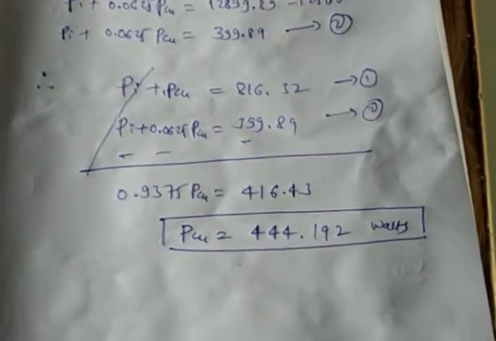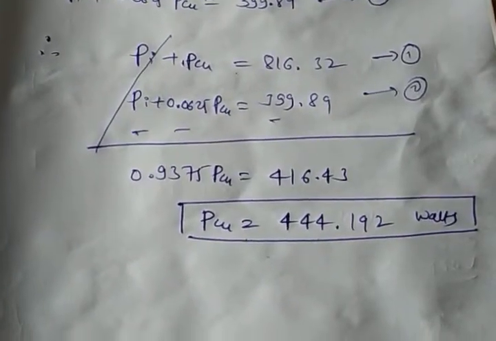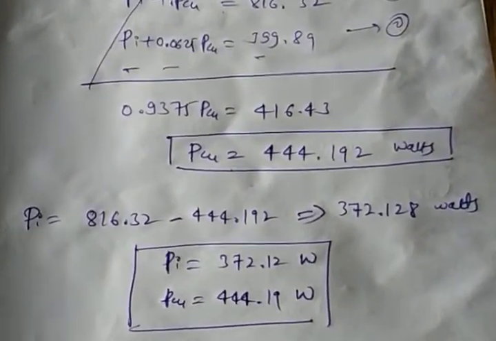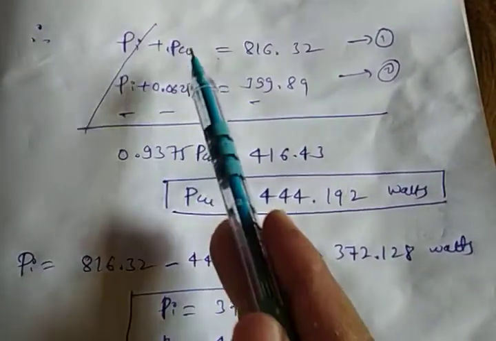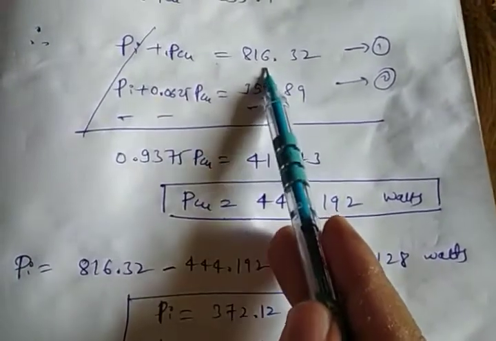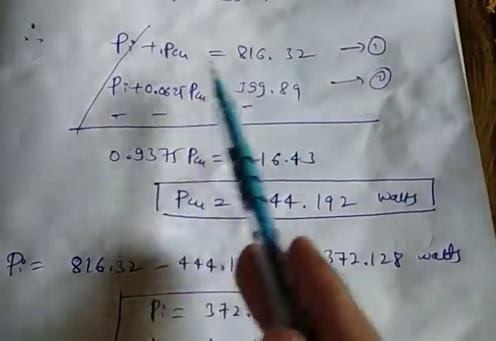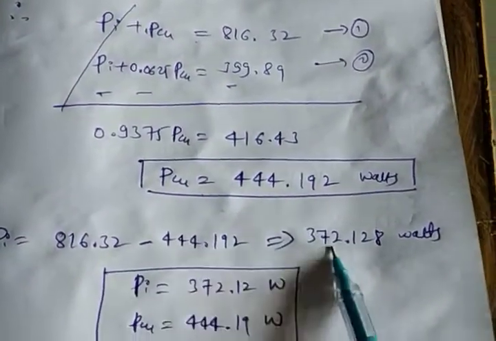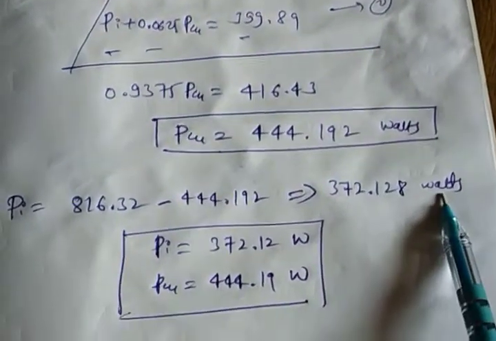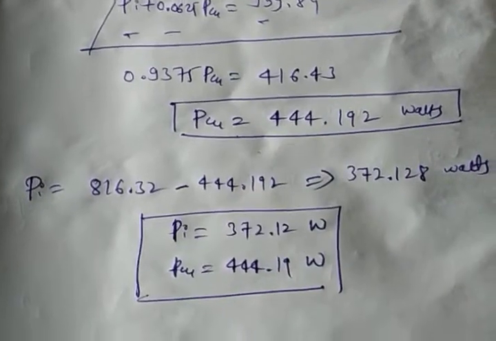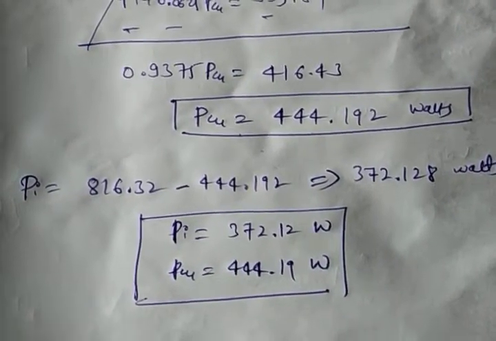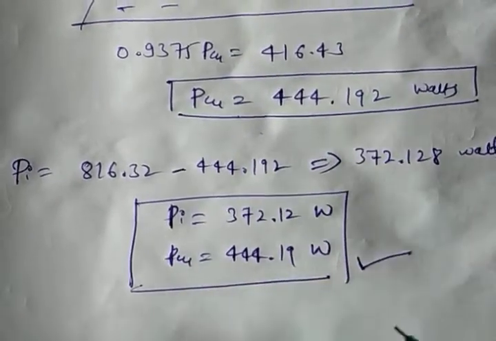Now substitute this PCU value in equation number 1 or 2, you will get the Pi value. So substituting in equation number 1, Pi plus PCU value 444.192 is equal to 816.32. So this minus 444.192, you will get 372.128 watts. So Pi is equal to 372.12 and PCU is equal to 444.192 watts. So these are the Pi and PCU values.